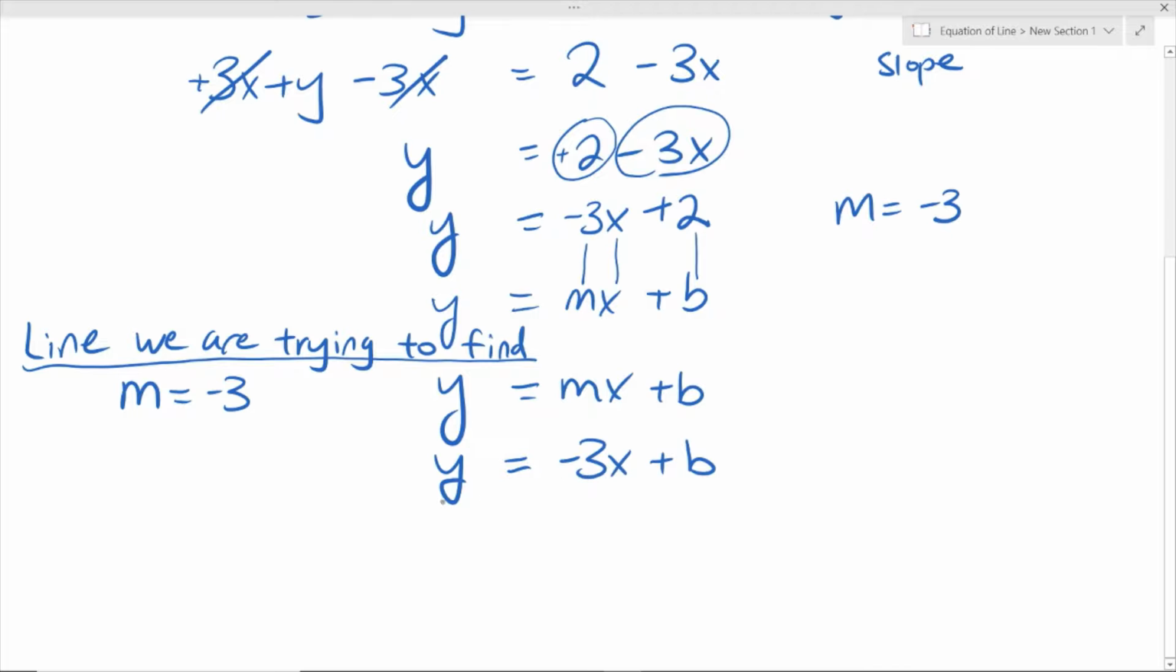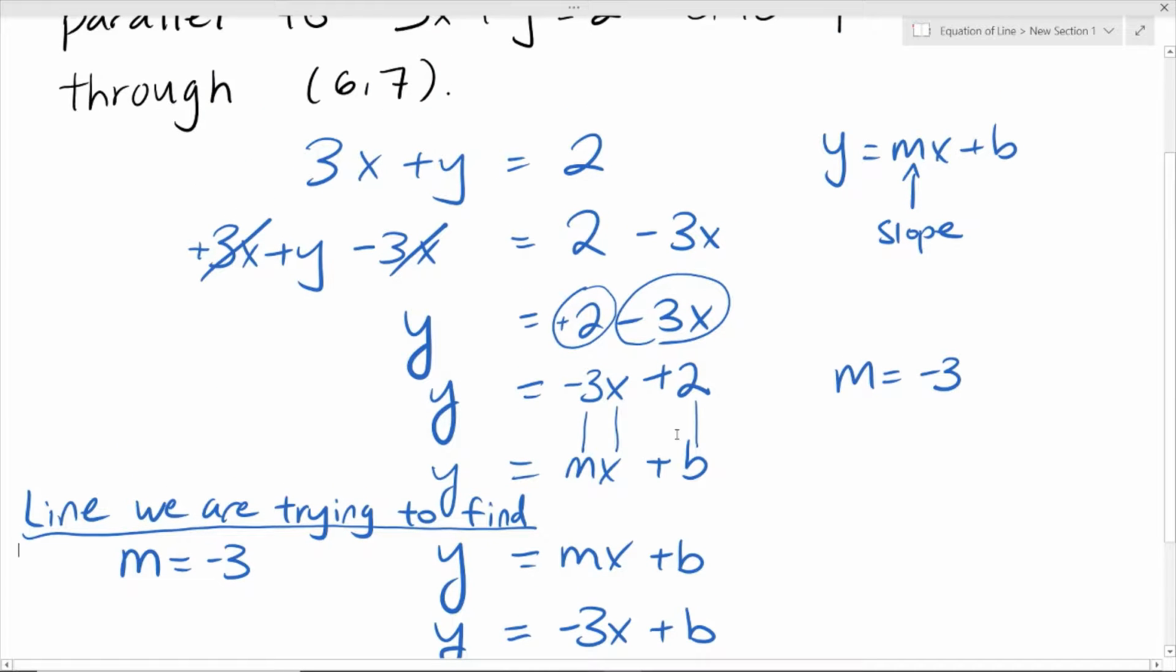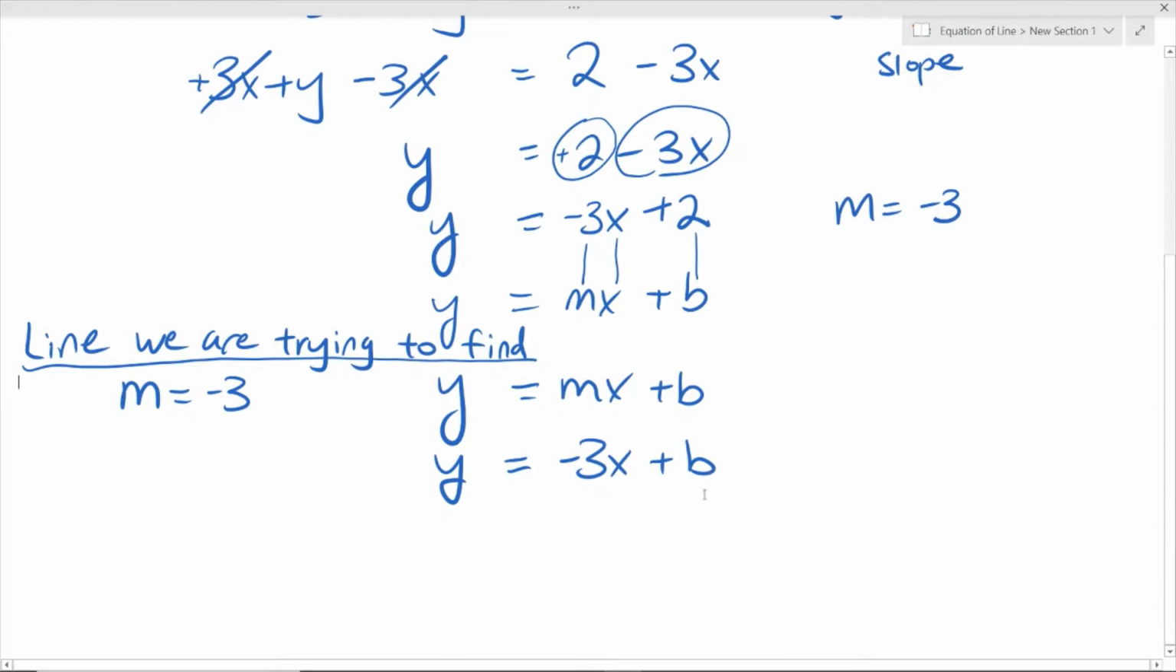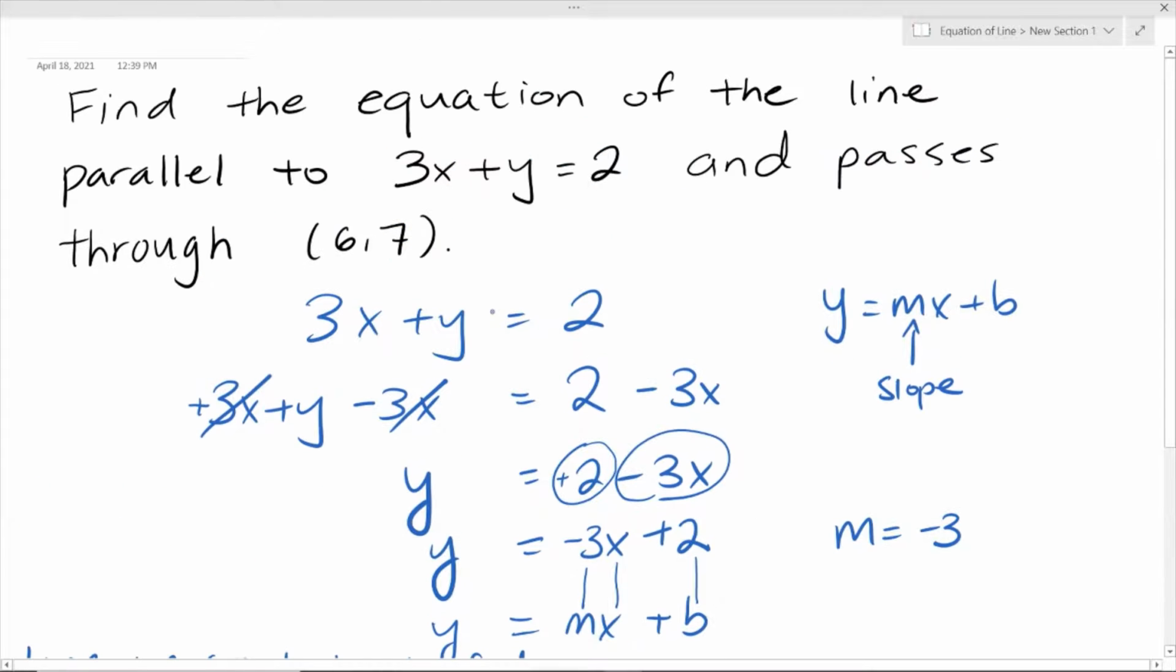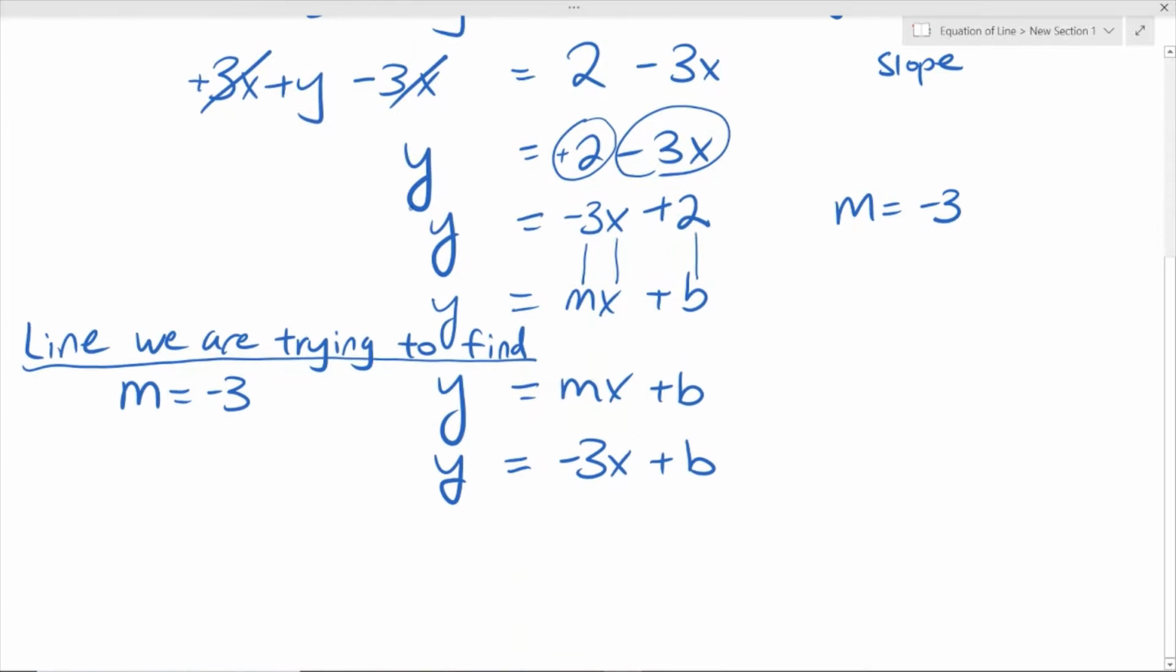Now we are just missing some information, and the information we're missing is this b here. The x and y, well, usually a line is written with x and y's, and they don't need to be known. But this b right here needs to be known. And to find that, we must plug in this point. We have our x and y coordinates: the 6 is going to represent our x, and this 7 is going to represent our y. So we need to sub in that point.